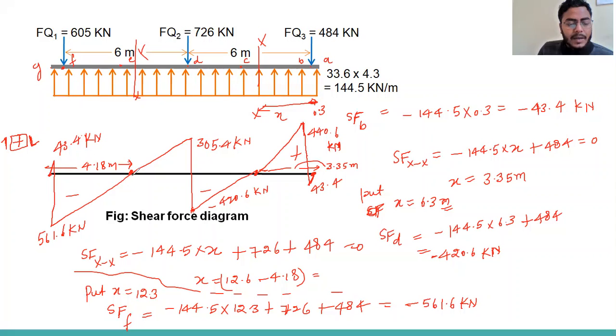So we'll see the bending moment will be maximum at a point 4.18 from the left, and here will be the maximum at this point also. So maximum will be here, okay? Because the shear force is 0 here. Okay, so now the shear force diagram is ready. You can see at what location shear force is 0, and at what location shear force is maximum or minimum.